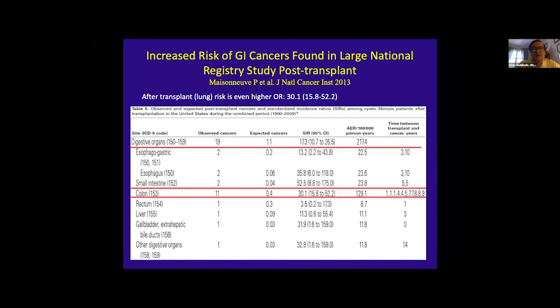So then he went to lung transplant to try and find out what the risk is there. And there things are pretty obvious. For example, in that population they were expecting 1 cancer, they got 19 of them for GI. So it was 17 times higher. And when they looked at colon, they were expecting 0.4 cancers in that population, they got 11, which is an incidence increase of 30 times. So that's a much, much higher risk of having a colon cancer after you have a lung transplant.